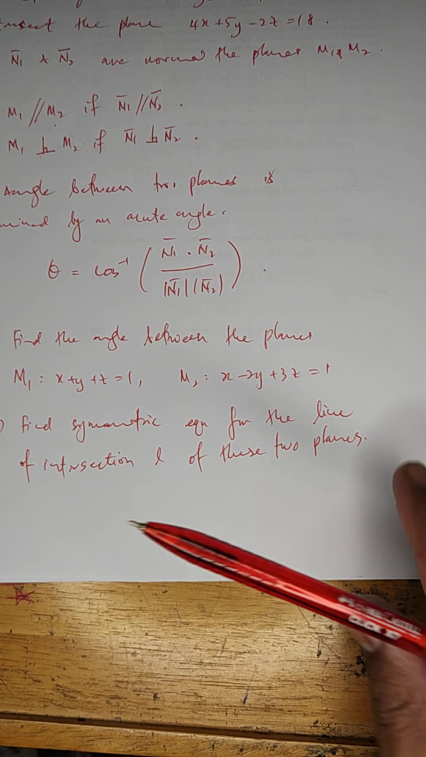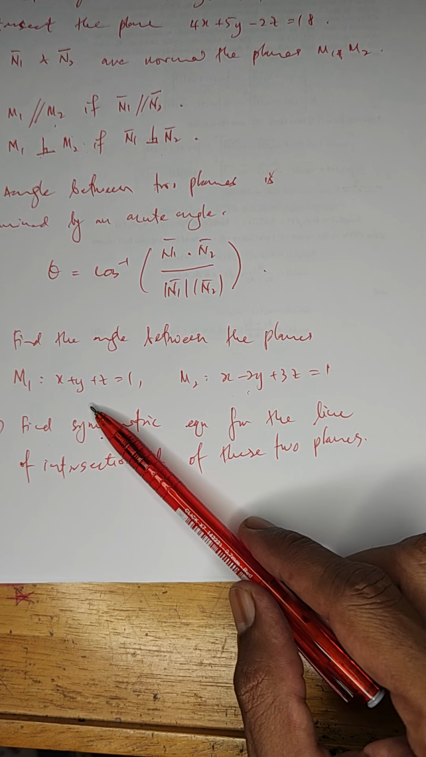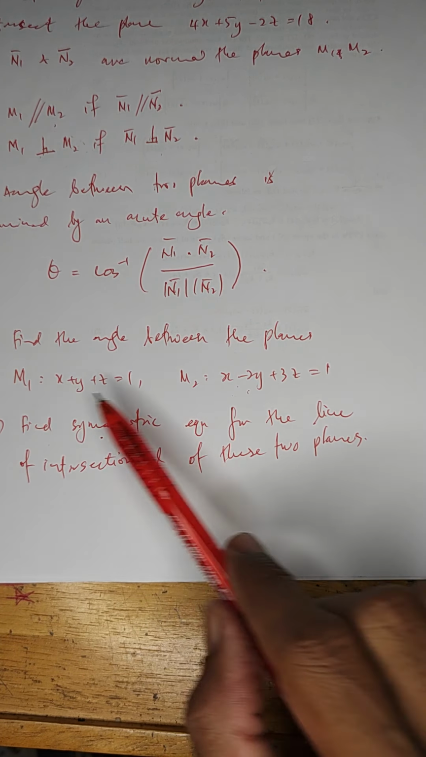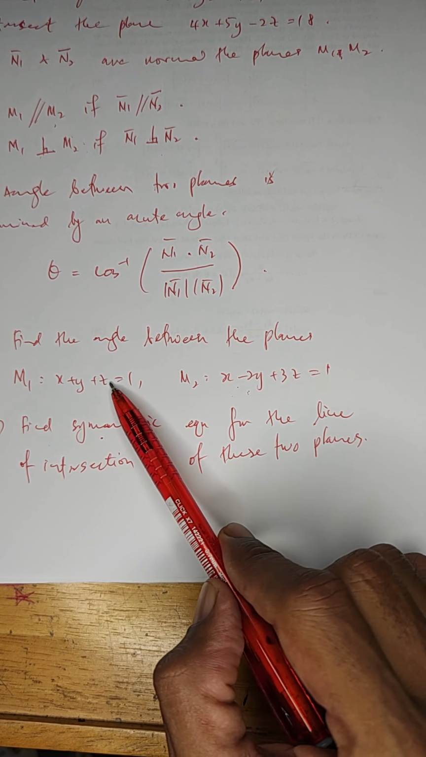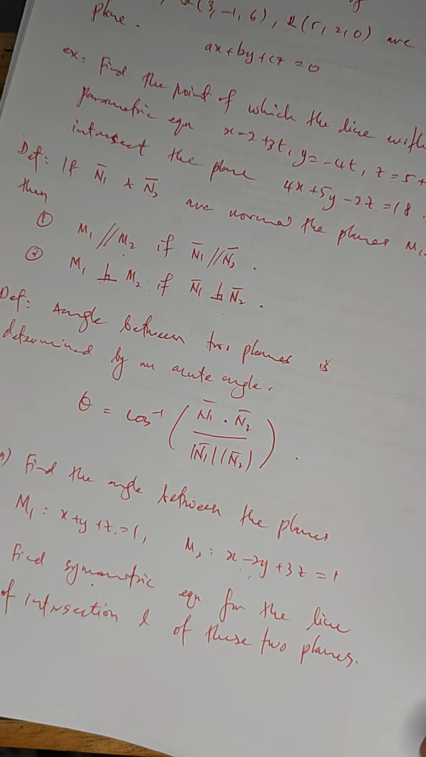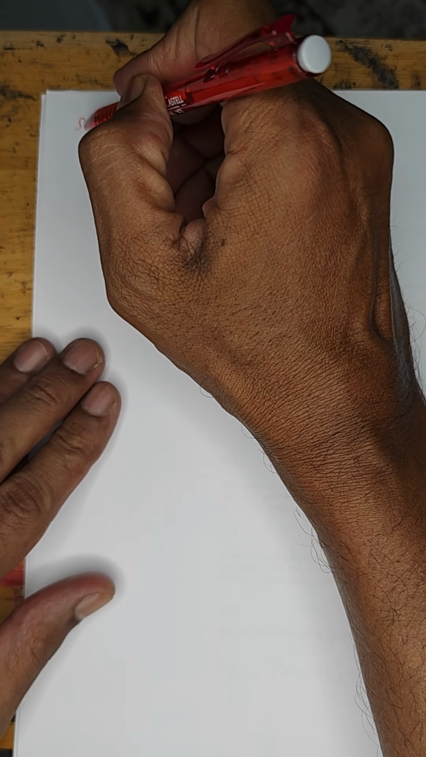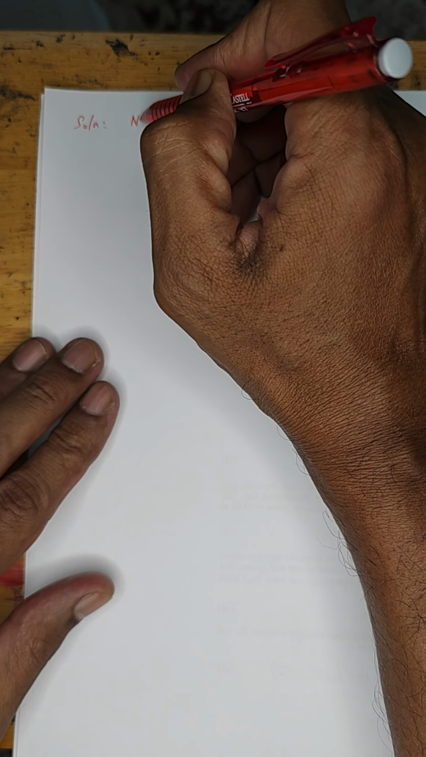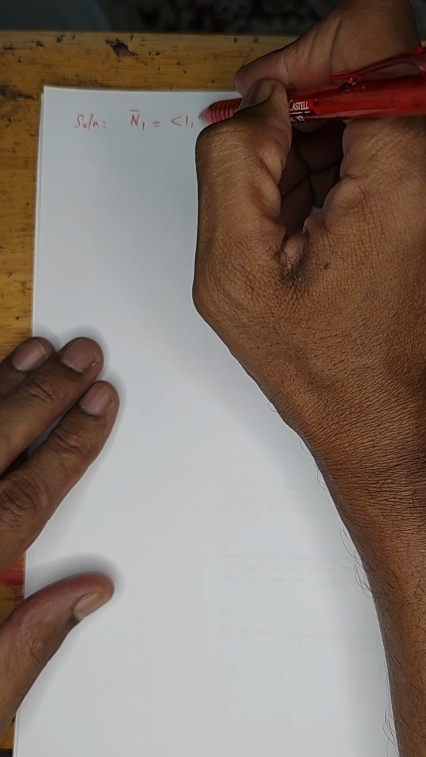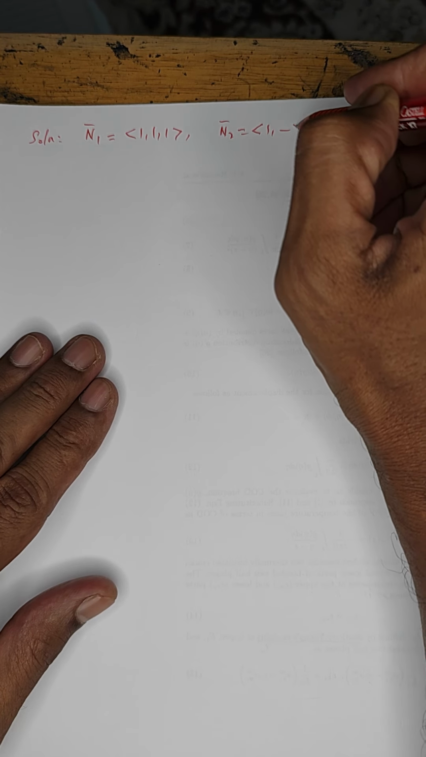Okay, so to find the angle between M1 and M2, we need to identify the normal to each plane. The normal to a plane is given by the coefficients of x, y, and z in its equation. So let's do this one. From there we can find n1 and n2, the normals. We can find n1, which is (1, 1, 1), and n2, which is (1, -2, 3).